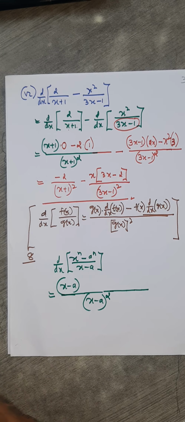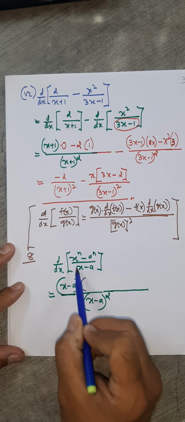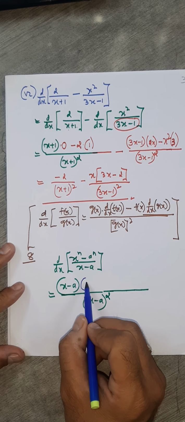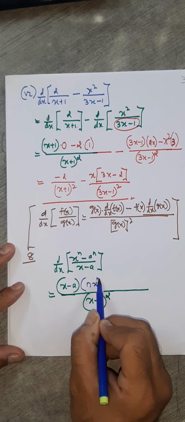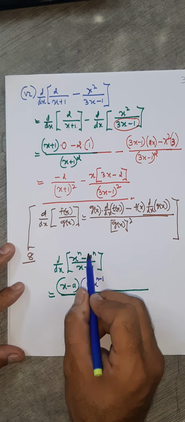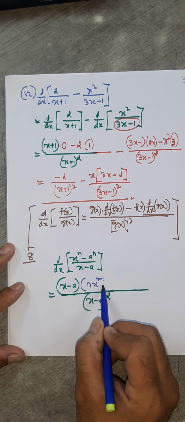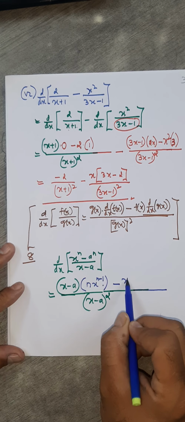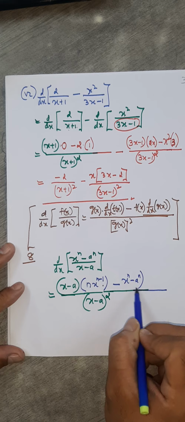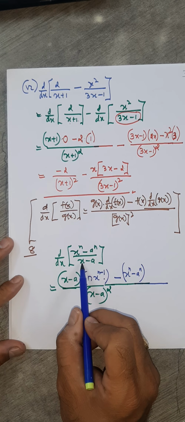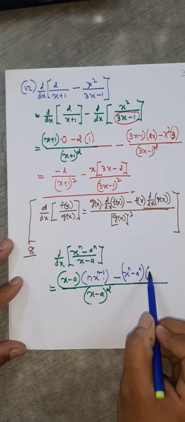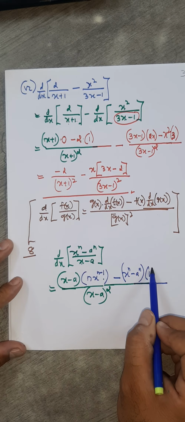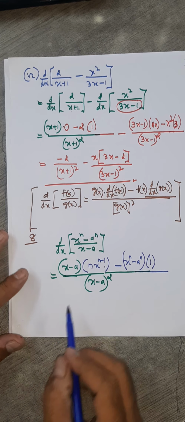Differentiation of which function? Numerator function. What is the derivative of x raised to n? You know, n into x raised to n minus 1. What is the derivative of a raised to n? This is a constant, so 0. Minus, now that bracket as it is, x raised to n minus a raised to n as it is. What is the differentiation of x? 1. What is the derivative of a? 0. So we have just 1.